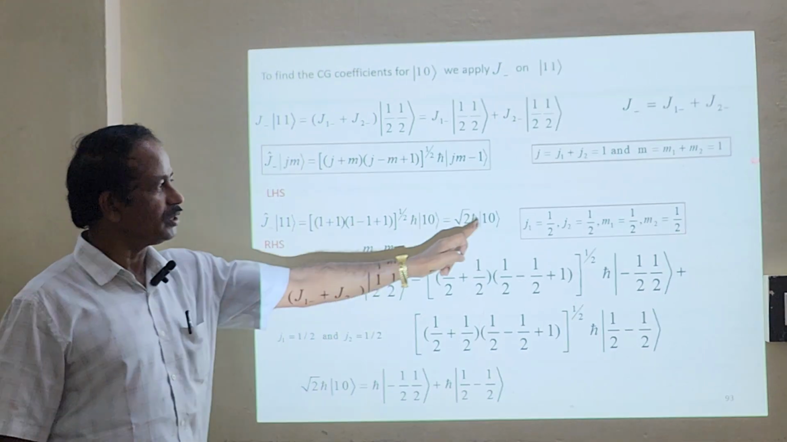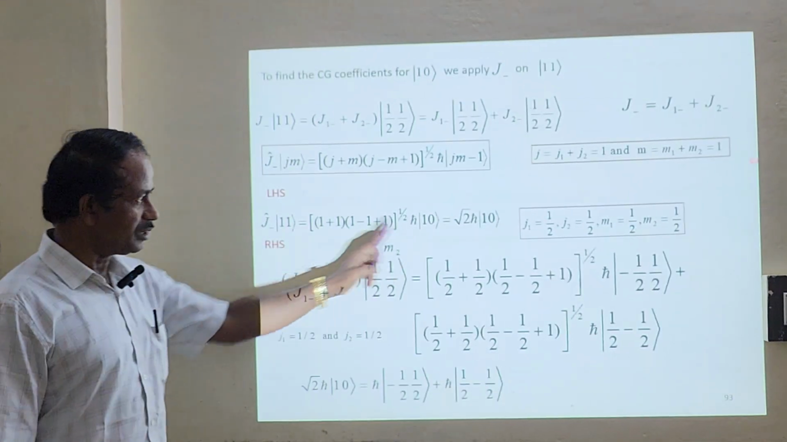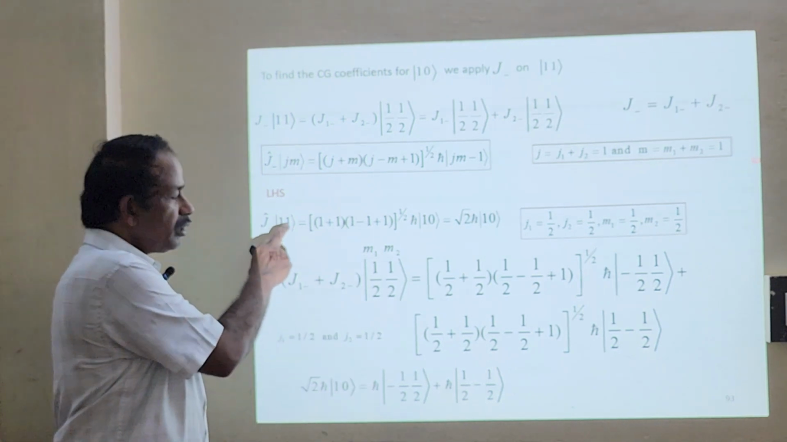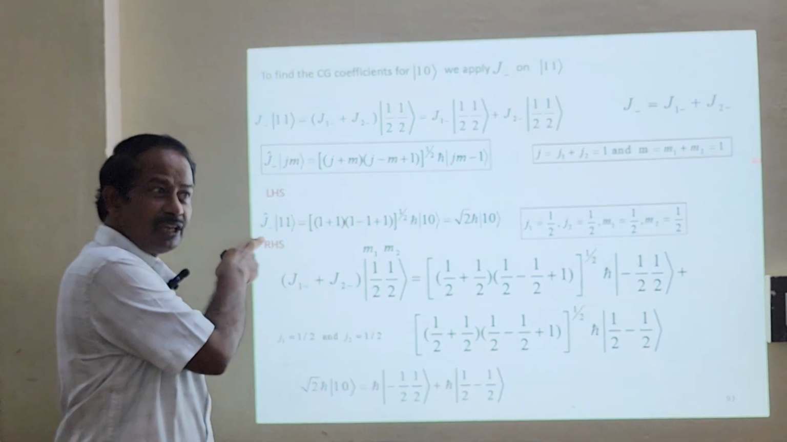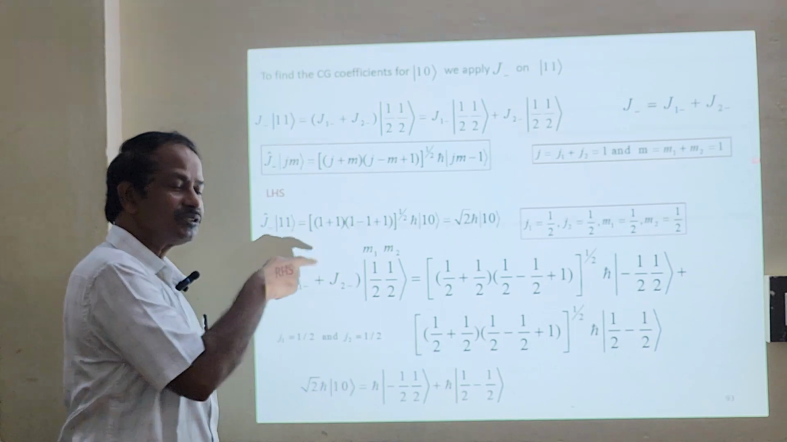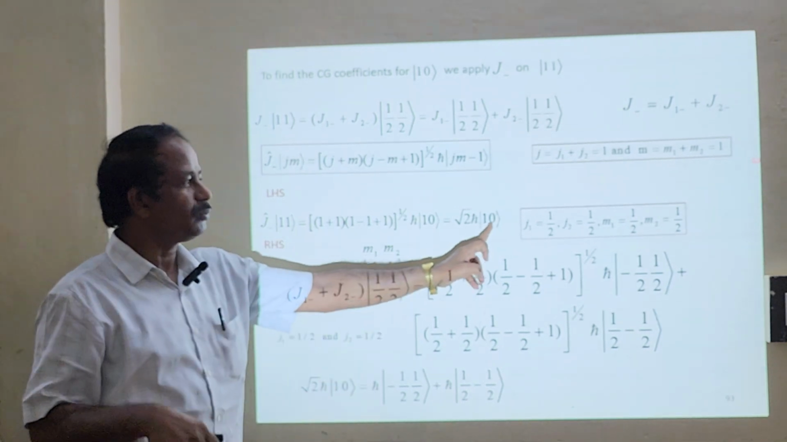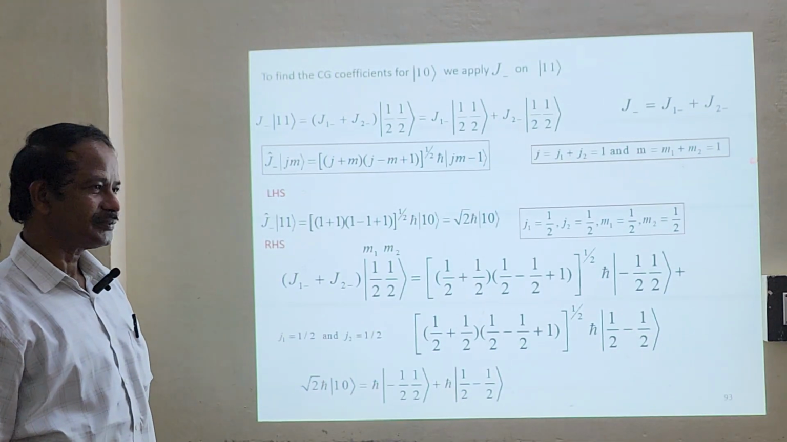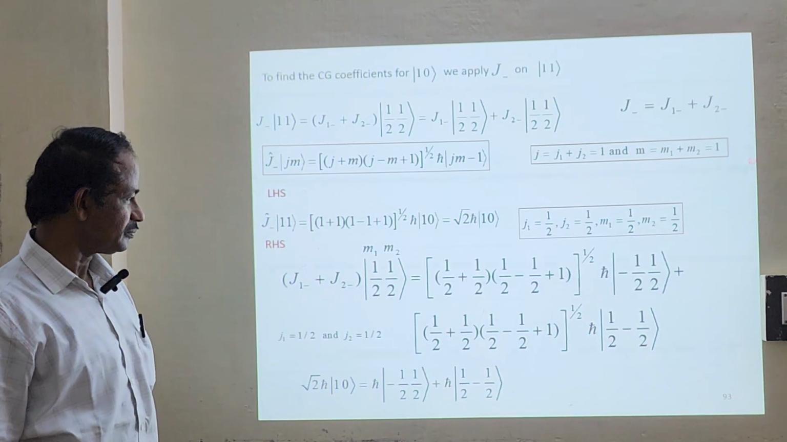See, |1, 1> becomes |1, 0>, all because of m; we have used the lowering operator. So m goes to m minus 1. So |1, 0>. Now we will go for the right hand side.